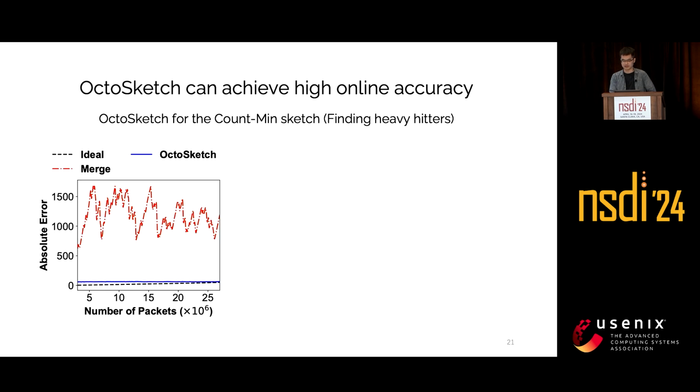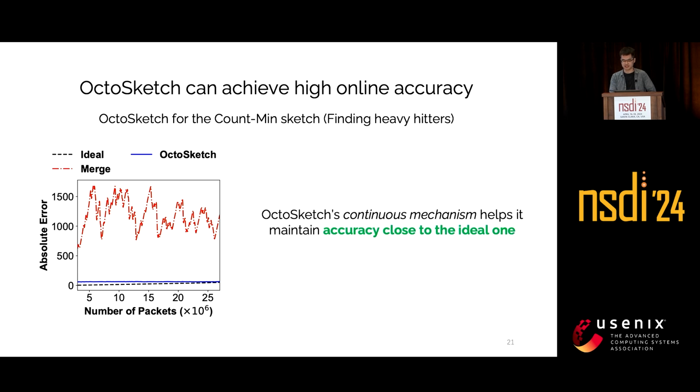First, we compare the online accuracy over the total number of packets received by workers. We use OctoSketch for the count-min sketch as an example. We can find that in terms of the absolute error of the estimation of heavy hitters, the error of OctoSketch is close to that of the ideal one due to its continuous change-based mechanism. In contrast, sketch merge accuracy fluctuates significantly over time. Its error drops once the aggregator merges a sketch and keeps increasing until they merge another one. The large merging delay makes the accuracy far from that of the ideal one.